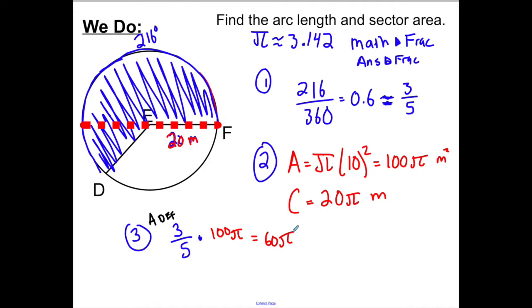And if I'm going to estimate, I'll do 60 times 3.142. And that gives me, so that's meters squared, which is approximately 188.52 meters squared.